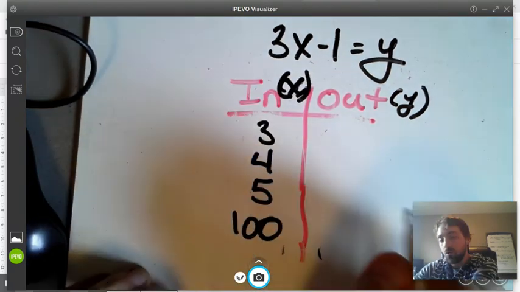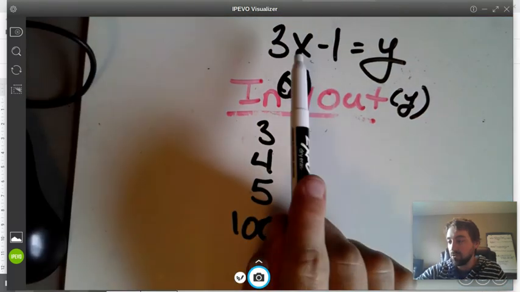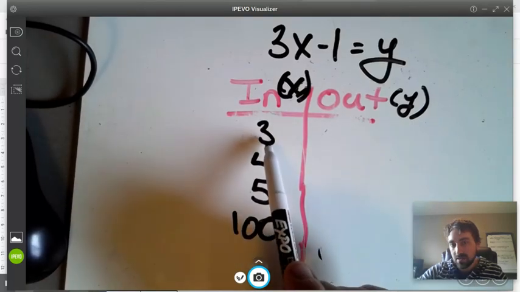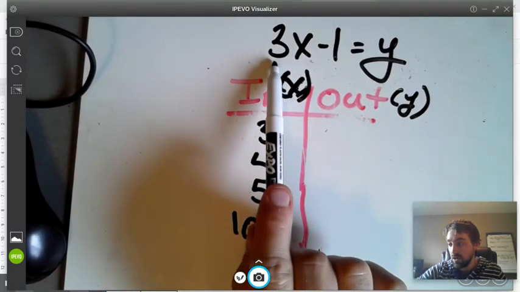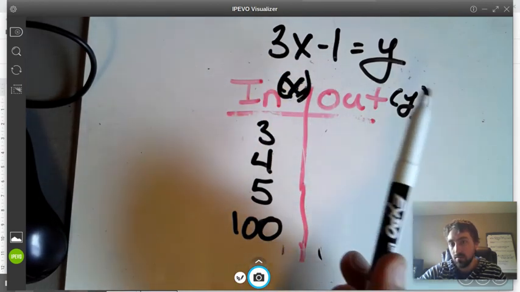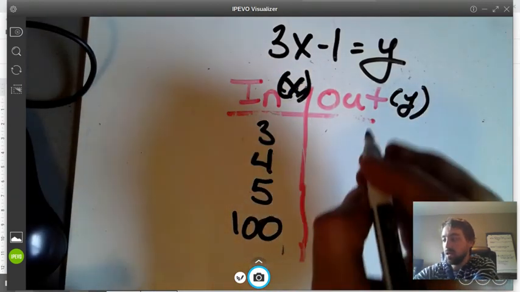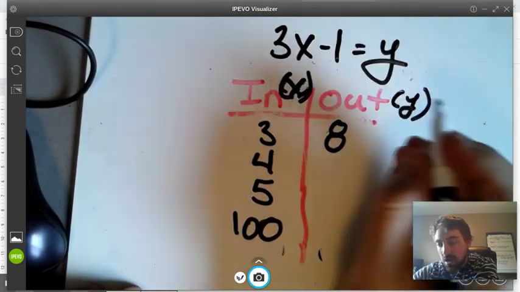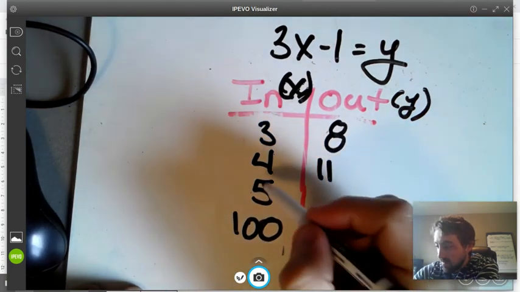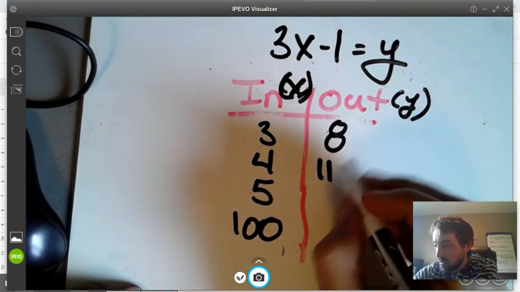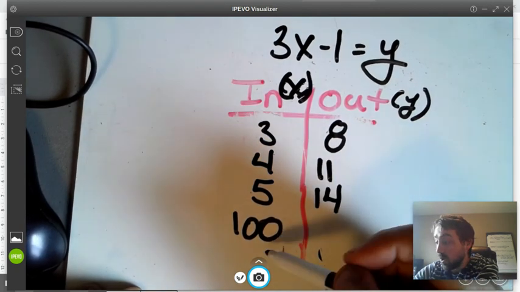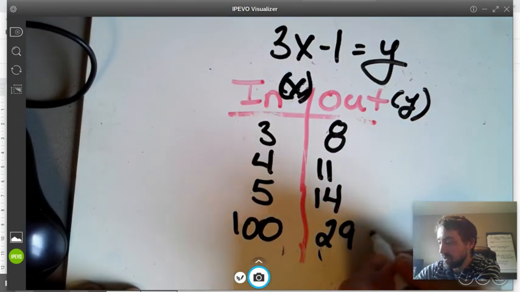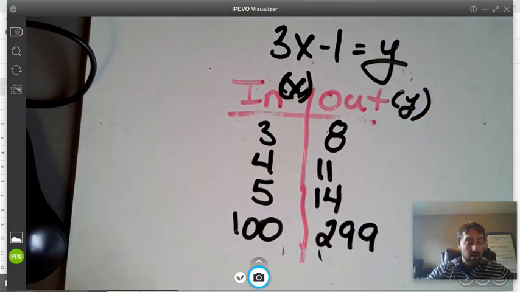Now remember, we're going order of operations here, that's BEDMAS. So we have to do the multiplication first, and then the subtraction. Remember, all we're doing is putting in this input number where the x is. So it is 3 times 3 minus 1. 3 times 3 gives us 9, minus 1 is 8. 3 times 4 gives us 12, minus 1, 11. 3 times 5 is 15, minus 1, 14. 100 times 3 is 300, minus 1 gives us 299. And that is it for those.